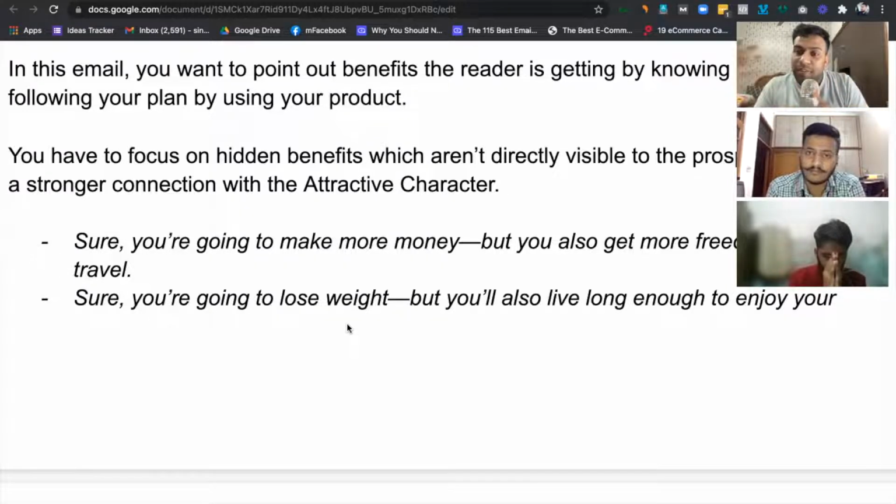These are the hidden benefits. That's how we share. If I give an example of our services, if we are giving our Facebook ad services, then what are the hidden benefits? They would not have to worry about traffic anymore. That's one of the benefits.